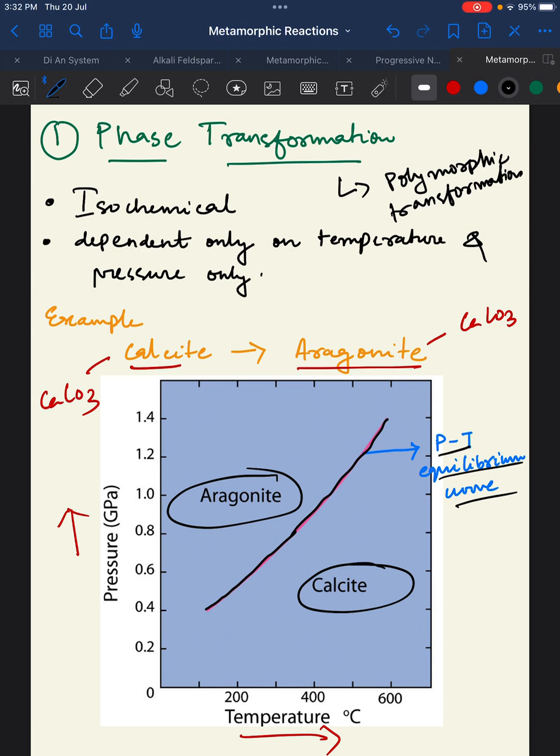We don't see any chemical changes. The chemical formula is still the same. We had CaCO3 and we still have CaCO3, but this CaCO3 has a different structure. These are different arrangements of atoms. That's why it is known as aragonite.